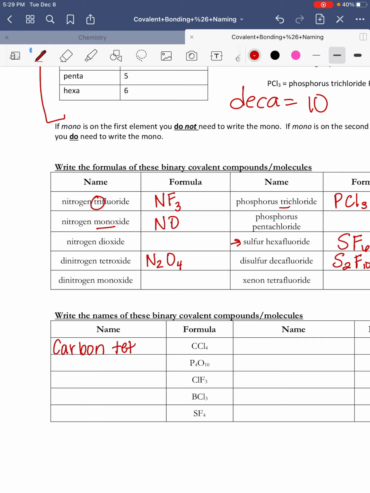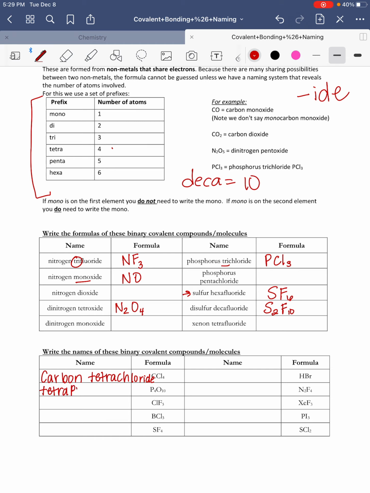We have P4O10. So 4 is going to be tetra, so this one's also going to be super long. Tetraphosphorus decaoxide. Oh my goodness, this is so long. Okay, so super long, but these 2 are together and they go for this column.